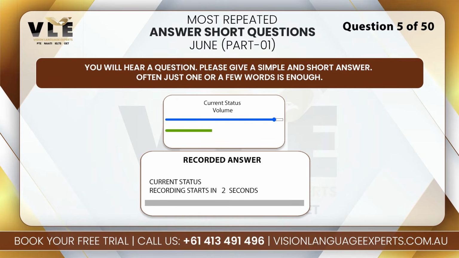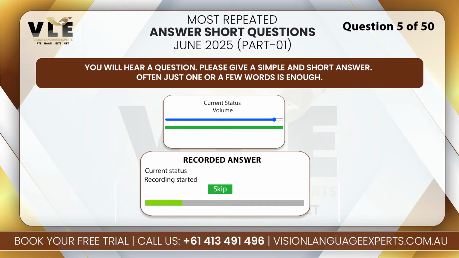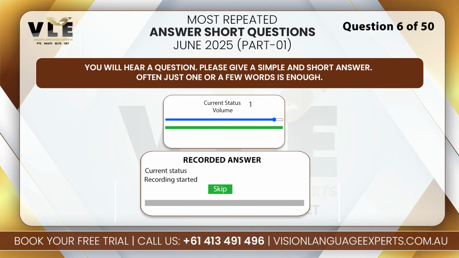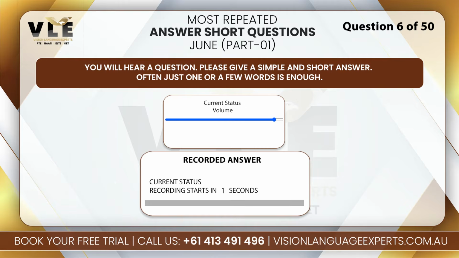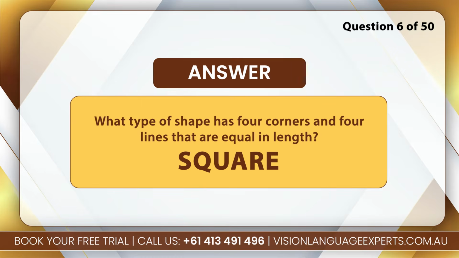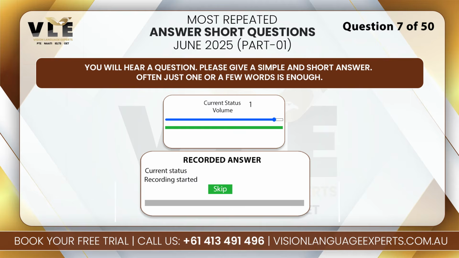Who would you consult to treat a fear of crowded places, a philosopher or a psychologist? A psychologist. What type of shape has four corners and four lines that are equal in length? Square.